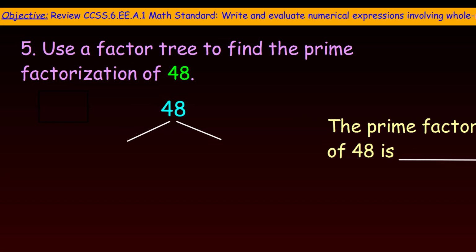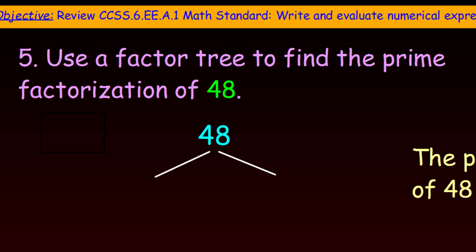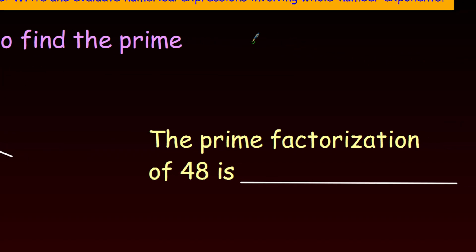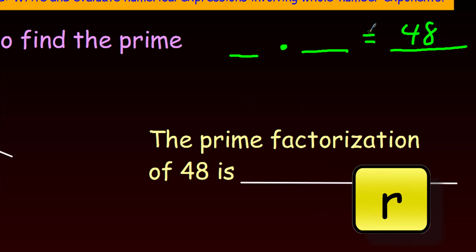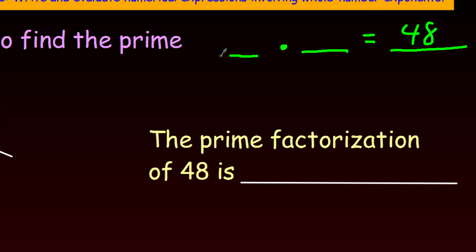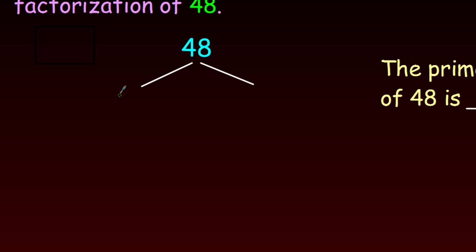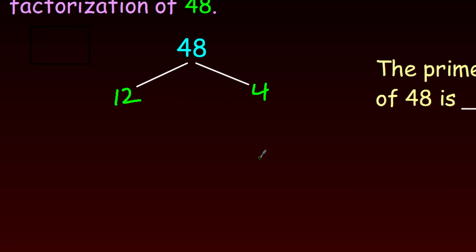Question 5 says use a factor tree to find the prime factorization of 48. I love factoring numbers because the word factor lets you know that something times something is equal to a product. So when you're finding prime factorization, it's like they're giving us the product of 48. So we just need to find two factors of 48. Here you can choose any two you want. I happen to like 12 times 4 because I know that 12 times 4 is equal to 48. But there's a lot of possibilities.